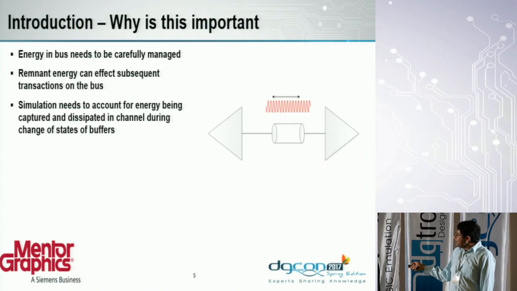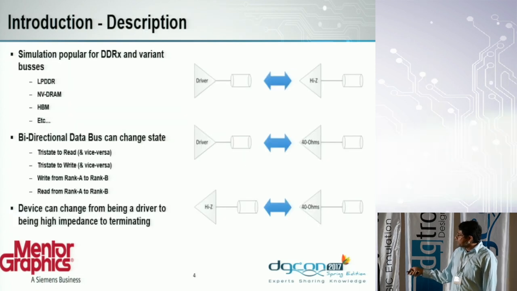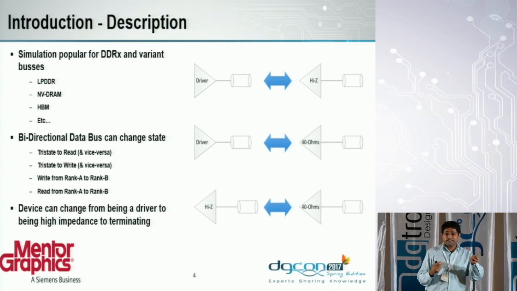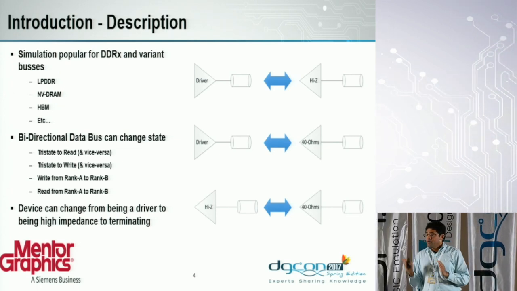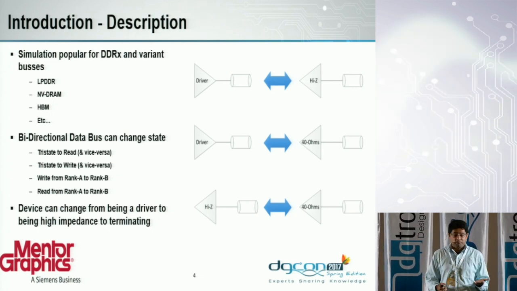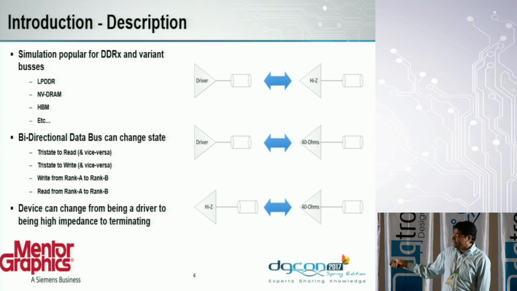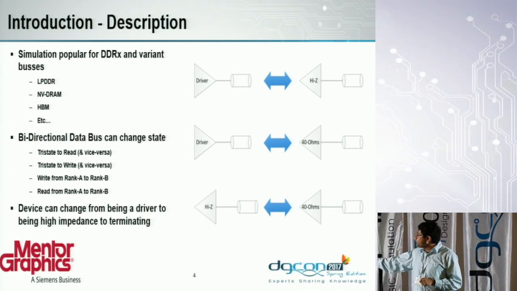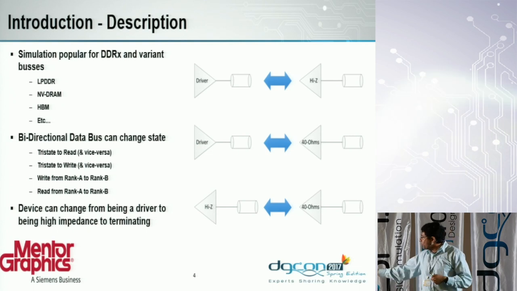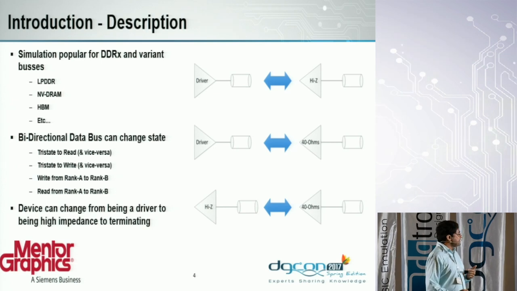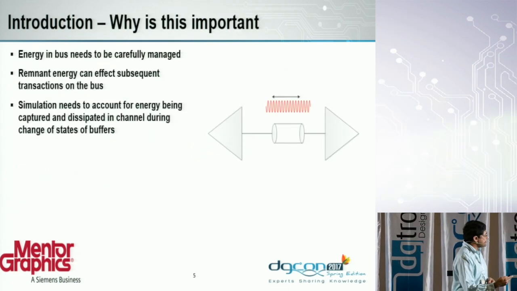But one of the key features of DDR, unlike SerDes, is that it's bidirectional for the data. SerDes, you have TX, you have RX, you just need to go one direction each way. Whereas with DDR, you can have somebody driving, and then you could have somebody else driving on that same bus, which means that a given buffer might be driving one second, and then suddenly it might switch over to being high impedance. Or it might go from driver to ODT to some kind of a termination, or ODT to high impedance. And this kind of transitioning is what this talk is all about.